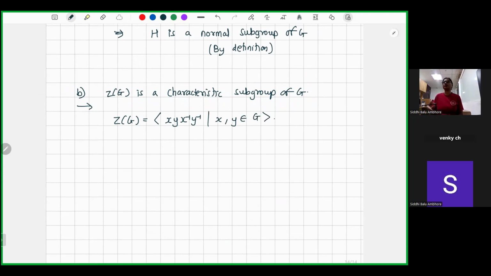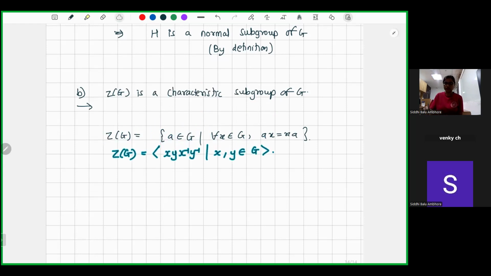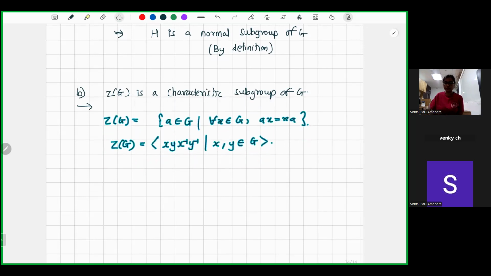Okay, we proved this. If you remember, we actually proved this, that Z(G), the center of G, is all those a in G such that for all x in G, a x is equal to x a. And one can prove that this is actually equal to this set. I mean, both statements are different. Here, I am just characterizing what Z(G) is. And here, I am saying that if I want to obtain it, it is generated by elements of this sort.